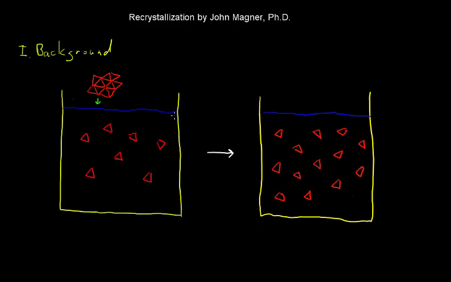In this video, I'm going to be discussing the laboratory procedure of recrystallization, and I'll start with the background of how it works and what it's used for and why it works. So to begin with, you take a substance, an organic substance, which exists in crystalline form, and you dissolve it into a solvent to form a solution.